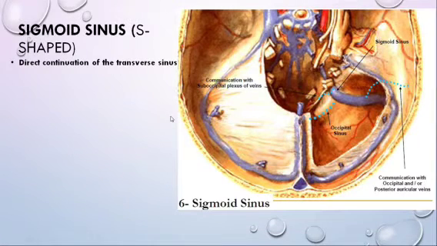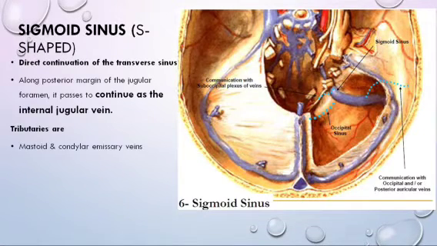Okay. So, actually, the tributaries of sigmoid sinus are mastoid and condylar emissary veins, cerebellar veins, and labyrinthine veins. Thrombosis of the sigmoid sinus is more common because it communicates with labyrinthine veins and cerebellar veins. Actually, the labyrinthine vein is mainly from the internal ear. In case of any infection in the ear, it will lead to the spread of infection to the sigmoid sinus. This results in sigmoid sinus thrombosis.